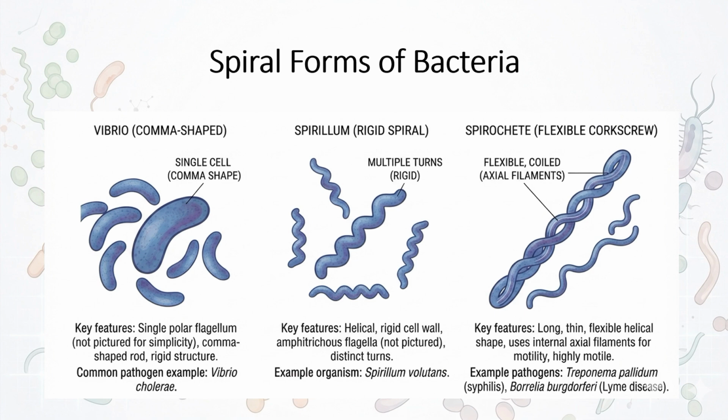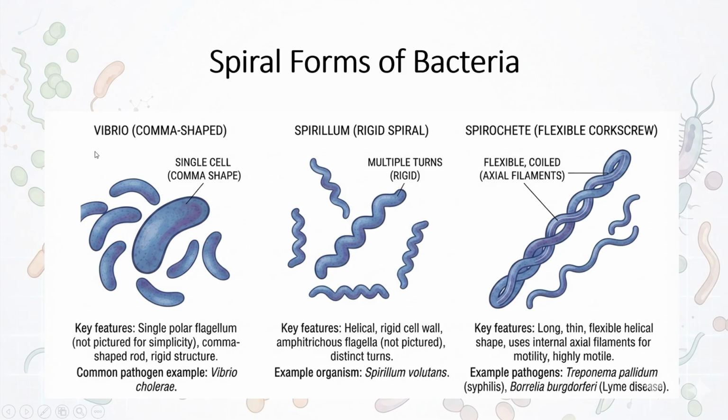So the key difference or the memory trick is, see, this is a very important exam point. If the spiral is rigid, then it is spirillum. If it is seen flexible and corkscrew like, it is spirochete. And if it is comma shaped, it is vibrio. We will learn its examples clearly.